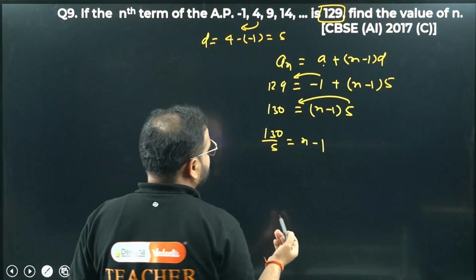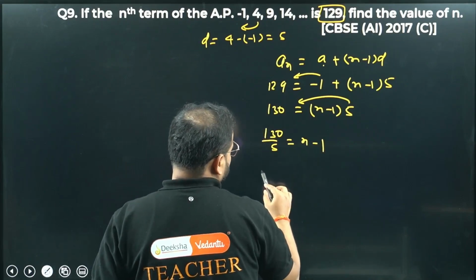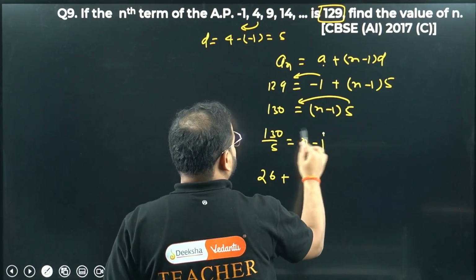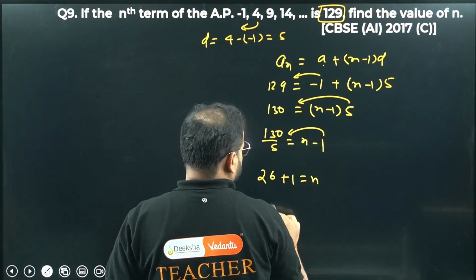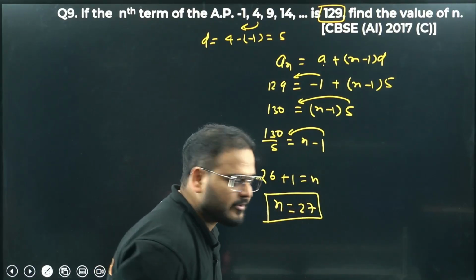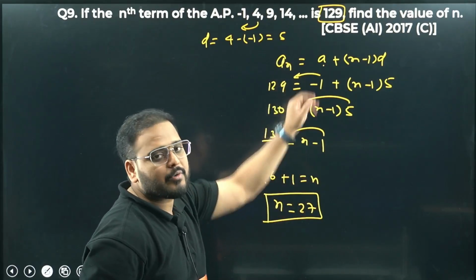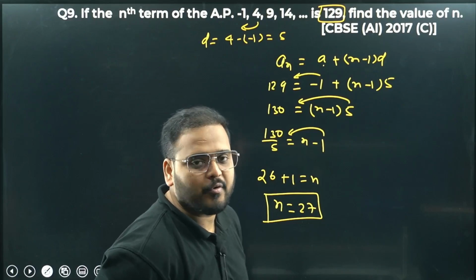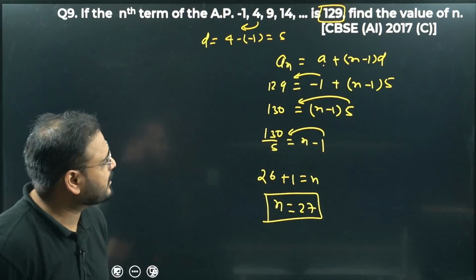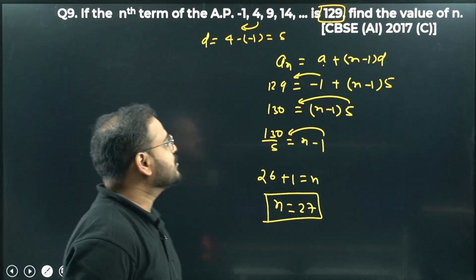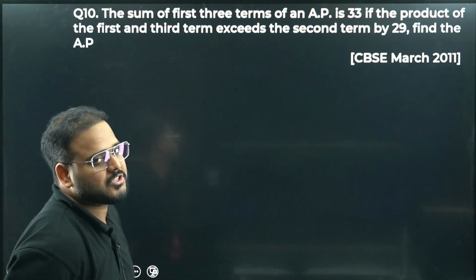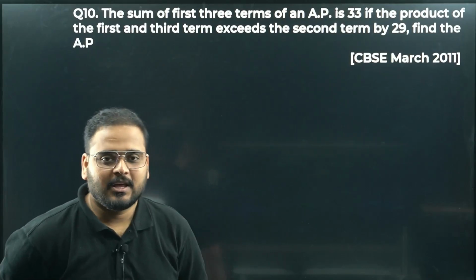Simple steps, a linear equation step. How much am I going to get for this? 130 by 5 is 26. And plus 1, bring this minus 1 over here, becomes plus 1 equals n. So n is 27. The term we're looking for is the 27th term of the AP minus 1, 4, 9, 14 and so on, which is 129. Simple problem, again a PYQ asked for 2 marks, but I know all of you will solve it if a question like this comes in your board examination. Please say yes in the comment section for question number 9.